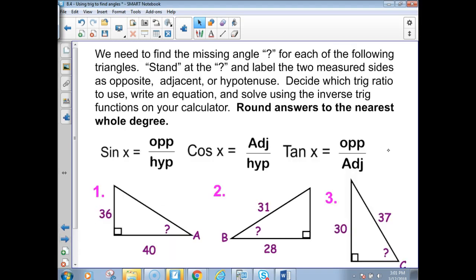Okay, so here's what you really need to know how to do, not just typing on a calculator. We need to find the missing angle where the question mark is for each picture. For each of the following triangles, stand at the question mark and label the two measured sides as opposite, adjacent, or hypotenuse in relationship to that angle that you're trying to find. Decide which trig ratio to use, write an equation, and solve using the inverse trig functions on your calculator.